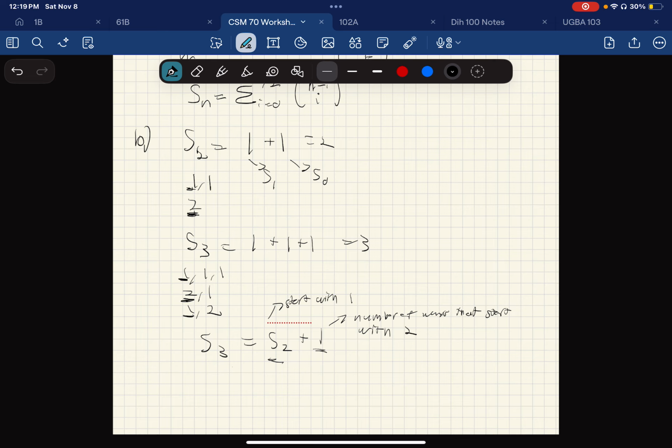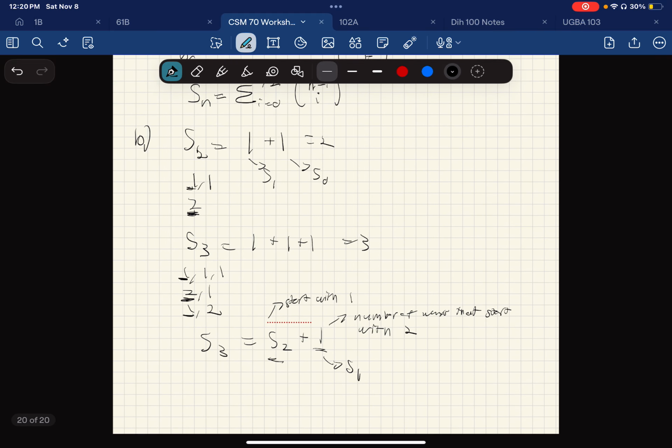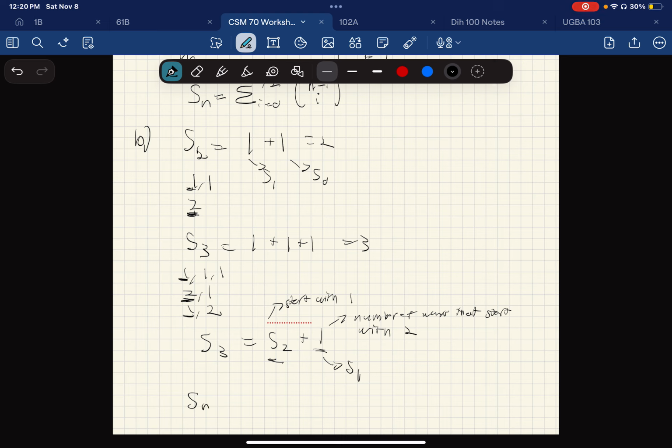We know that the total is supposed to be 3. And we write it out as a sum of S sub 2, which we know is going to be 2, and then our 1 here can be represented as S sub 1, as we know that's 1. So with all this information, we can write this out as a recursive expression saying that S sub n is equal to S sub n minus 1, representing the number of ways that start with 1, plus S sub n minus 2, representing the number of ways that start with 2.